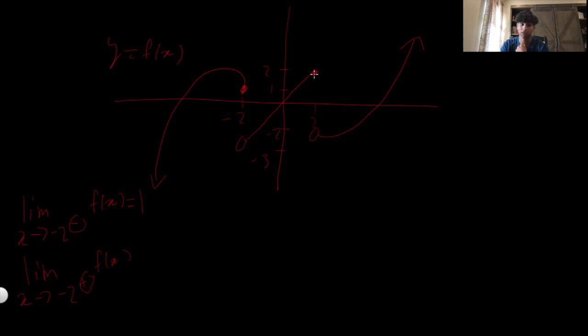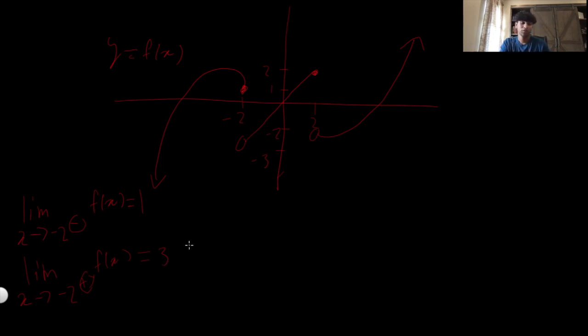So let's keep tracing. Not quite there yet, not quite there yet. Okay, we're close. So let's approach x is equal to -2 from the right. Now, what y value are we approaching? Exactly, -3. So that's our answer.